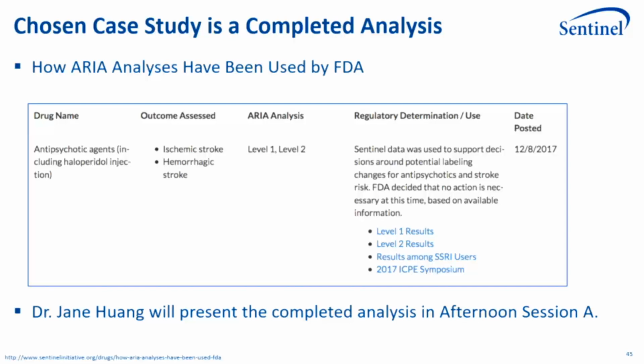Essentially, the note here about how it was utilized: the original question came to us because FDA was thinking about a labeling change related to the risk of stroke following antipsychotics use. They needed this information so they could make that regulatory determination. They ended up deciding no action was necessary, so no labeling change was needed. But that's the process that we go through in order to answer these questions of interest.